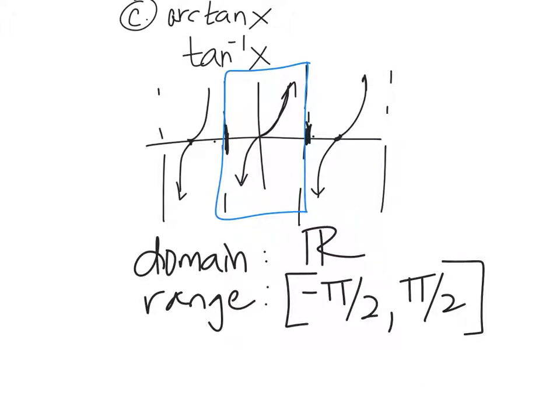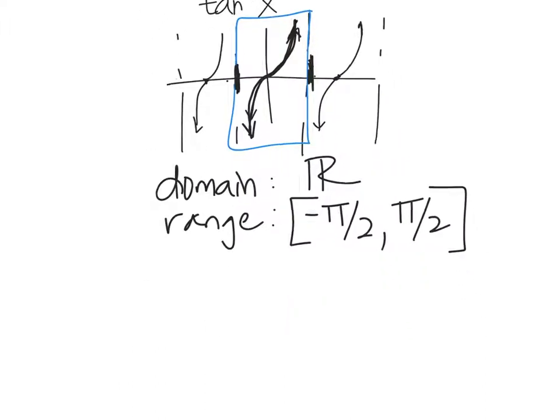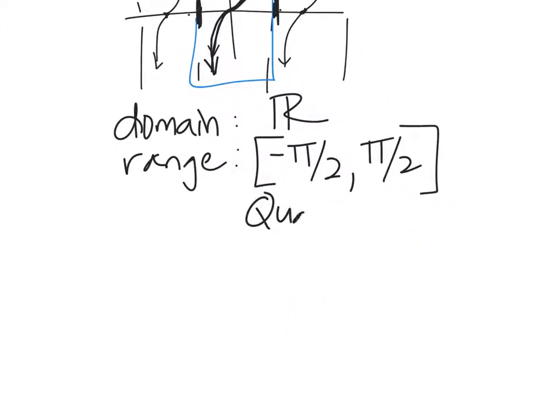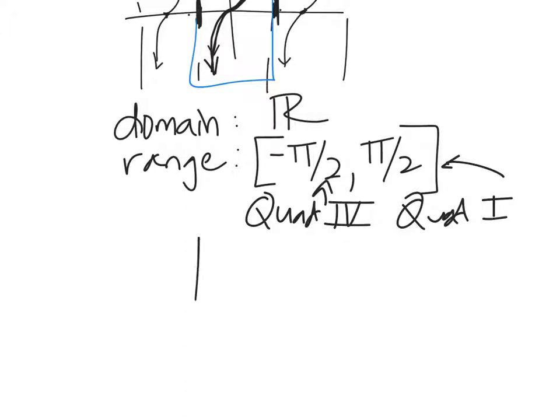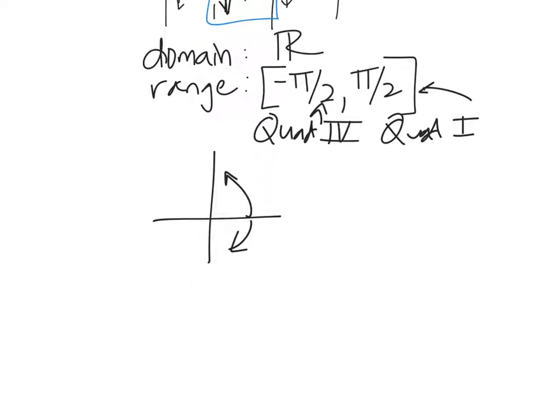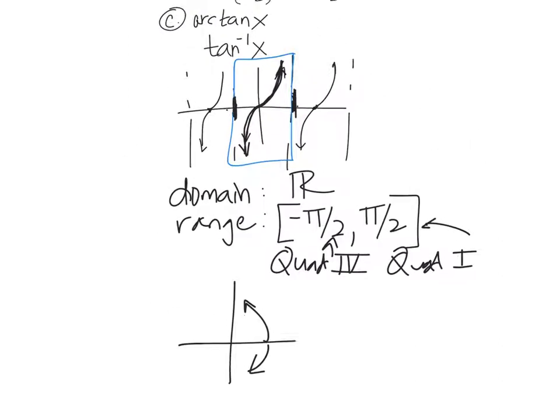Isn't it the other way around? Yes, it is for tangent, but you have to switch them because it's inverse. So the range of tangent is all real numbers, which now becomes the domain. And the domain of tangent, negative pi over 2 to pi over 2, becomes the range. So arctangent is also going to be in quadrant 4 for your negative answers and quadrant 1 for your positive answers. That would be this part right here. It's just like arcsine, so you're either going this way or that way. It's actually not that bad.